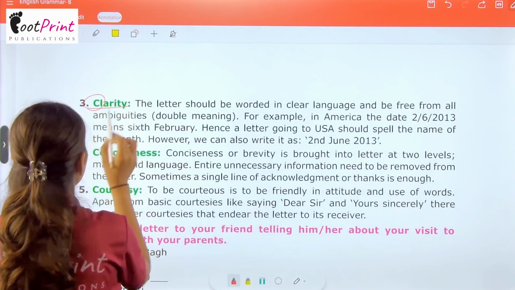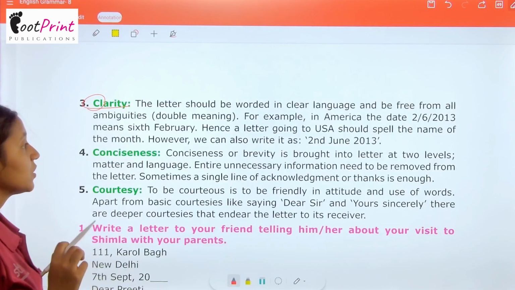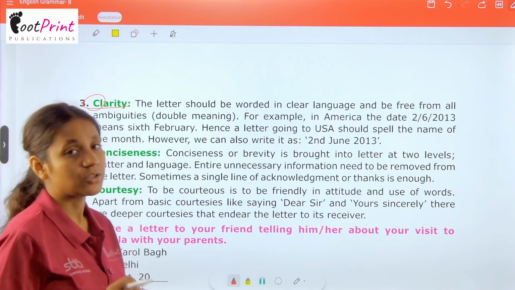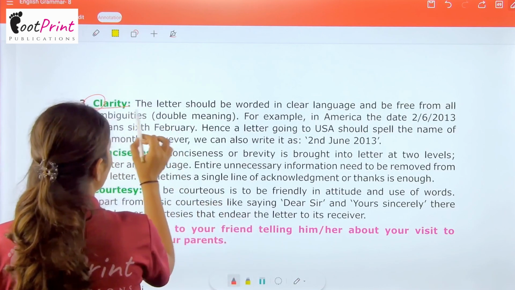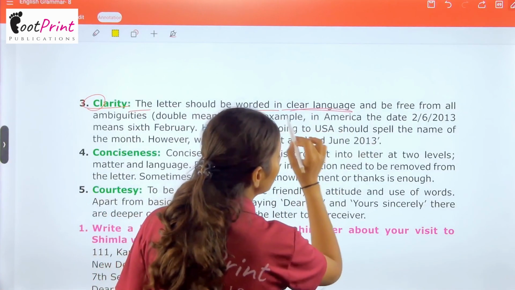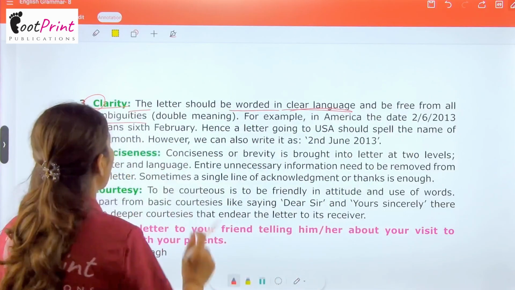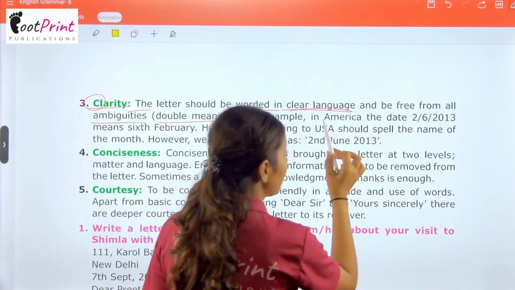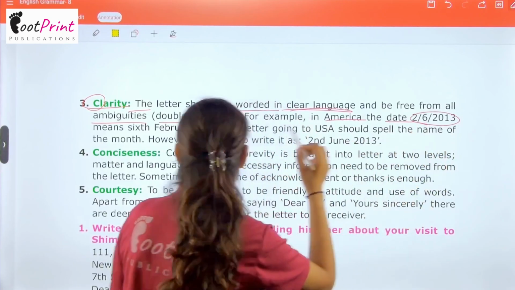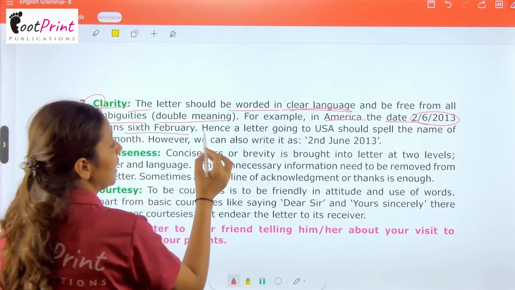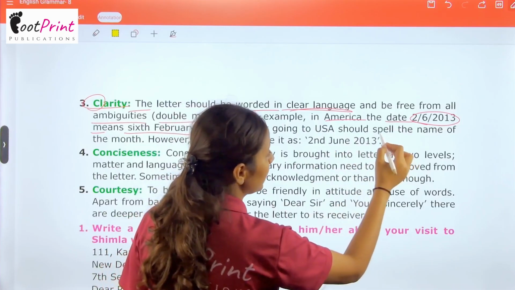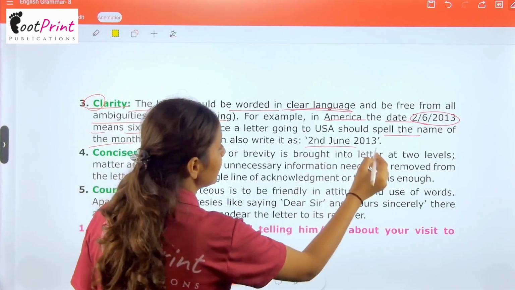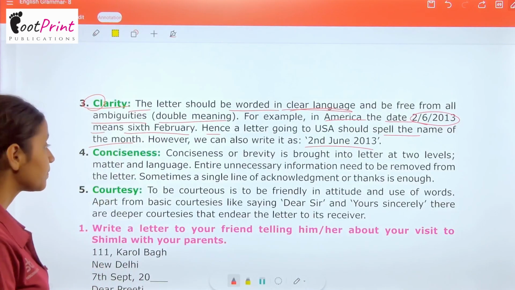Now the third C says clarity. So it should be clear. Your words, your language should be clear and the letter should be understandable. The letter should be worded in clear language and be free from all ambiguities, that means double meaning. For example, in America the date written this way means 6th February. Hence the letter going to USA should spell the name of the month. However, we can also write it as 2nd June 2013.